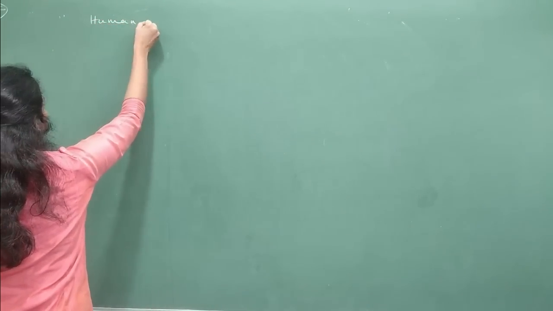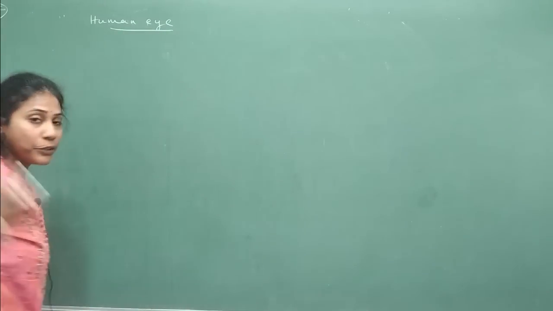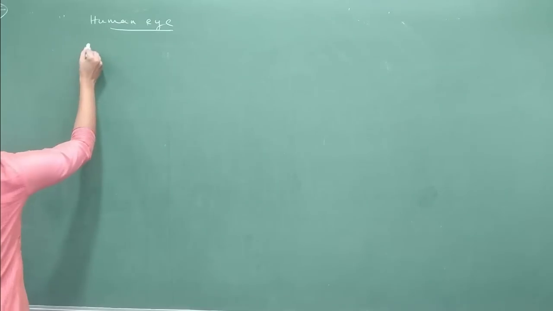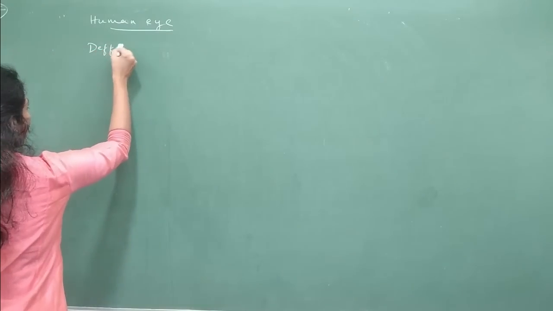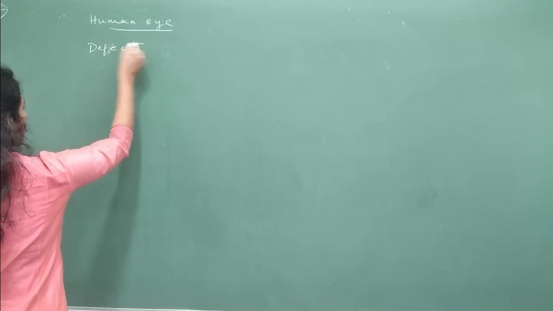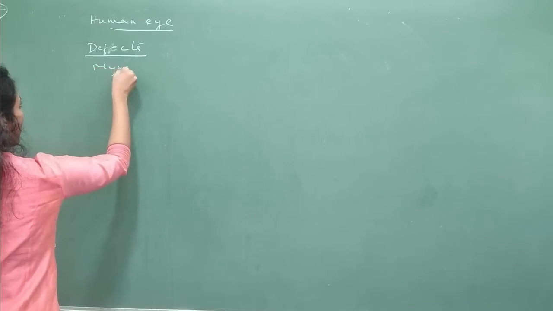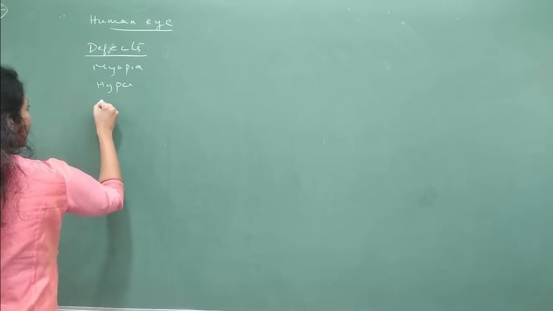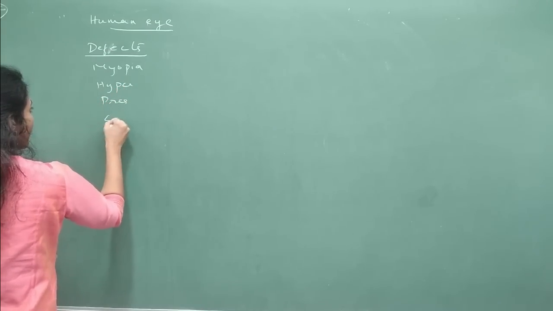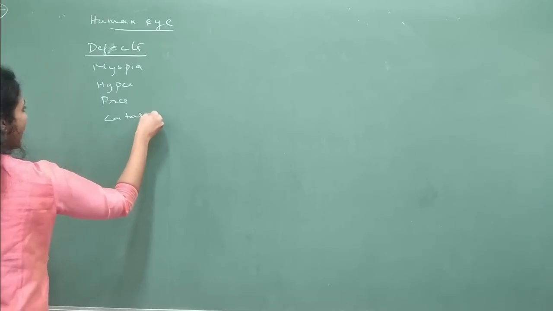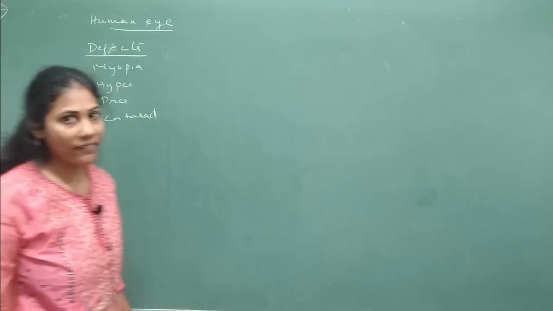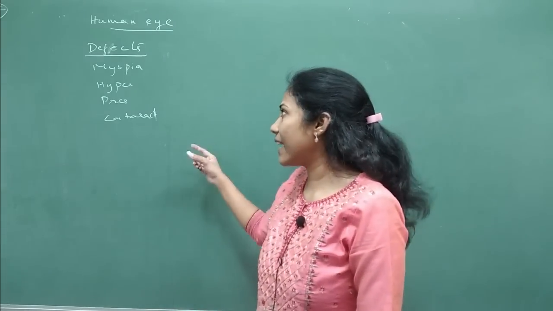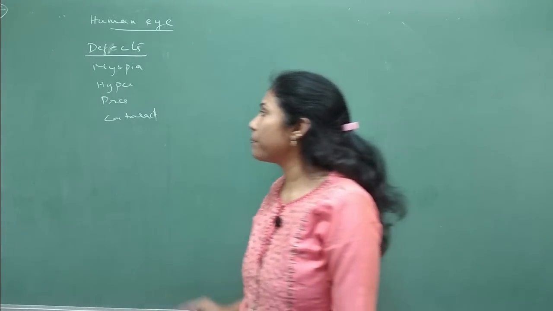Human eye chapter. Human eye diagram you have to practice. It may come. So practice the diagram. And later the eye defects. Don't forget the eye defects, whatever you studied in the chapter: myopia, hypermetropia, and then presbyopia, cataract. All these eye defects you should have an idea how these defects are caused. What exactly we mean by a defect and everything is important.